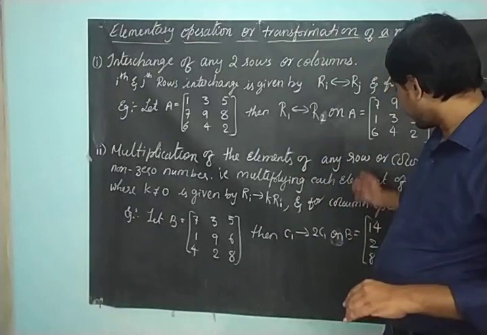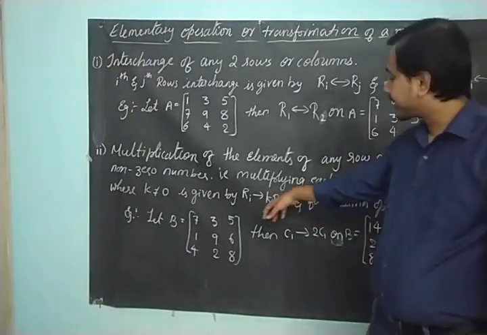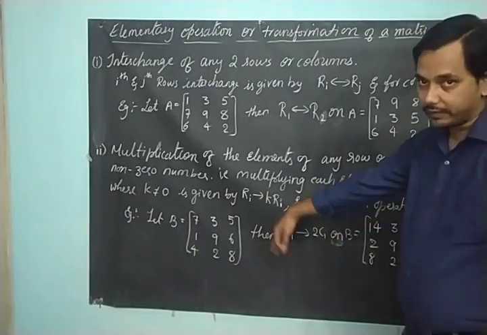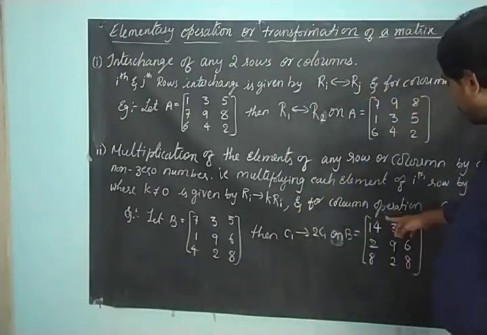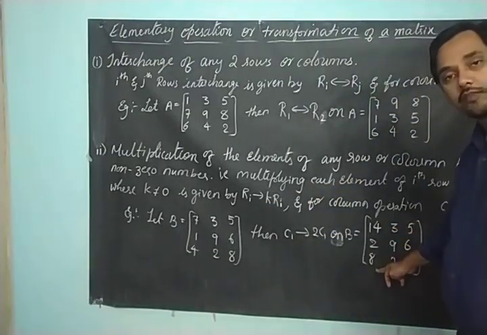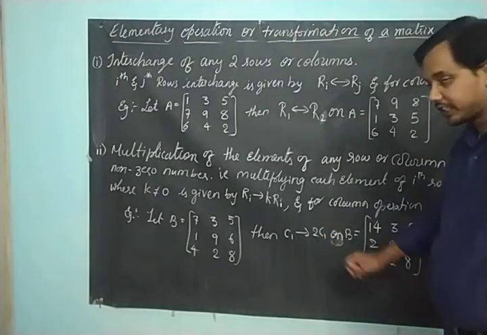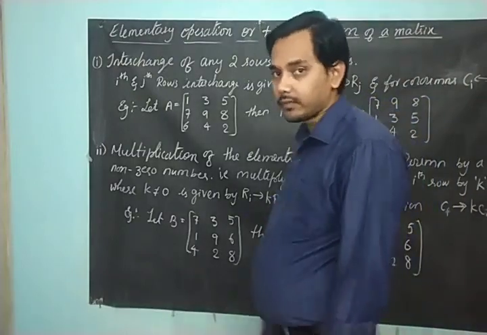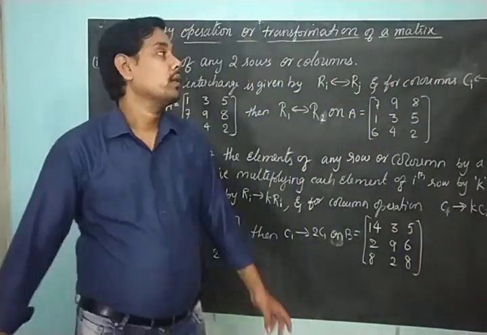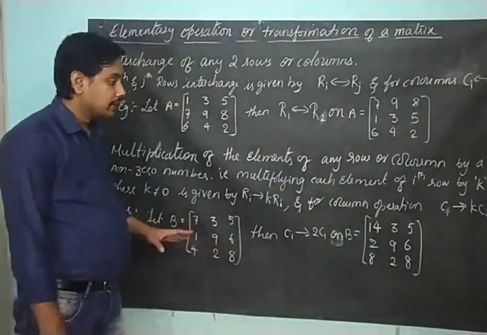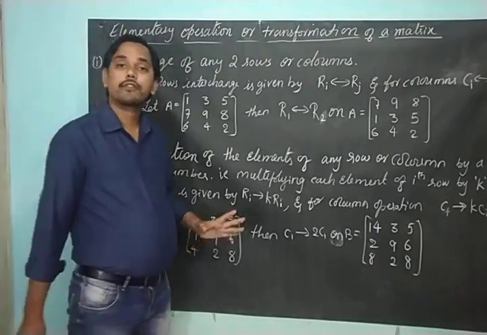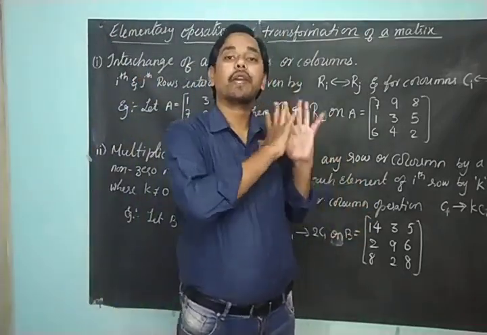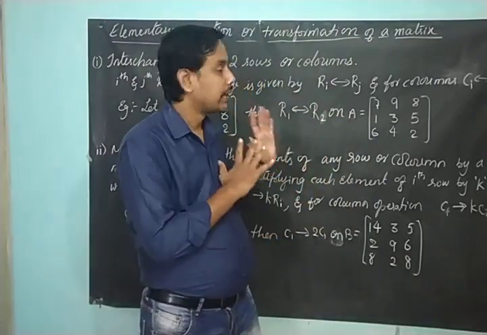So here also I am multiplying 2 to column 1. So only entries in column 1 will change according to this condition. Remaining everything will remain as it is. Is that clear? So now what you should do is, carefully go through this video, pause this video and make a note of this.